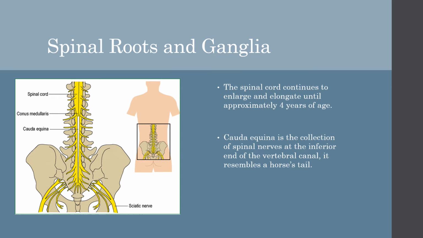The cauda equina is a collection of spinal nerves at the inferior end of the vertebral canal. So you can see that in the picture over there on the left, that last little thing there on the left. And again, you can kind of see how it branches out, and so that's why they say it kind of looks like a horse's tail.